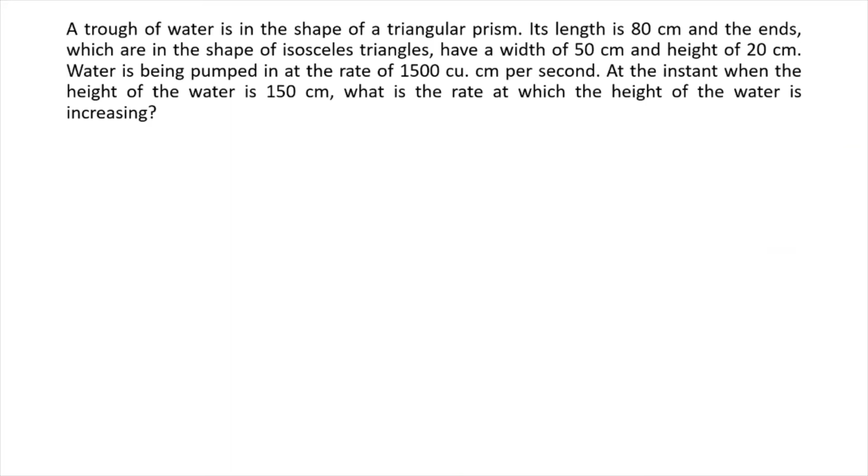Next problem. A trough of water is in the shape of a triangular prism. Its length is 80 centimeters, and the ends, which are in the shape of isosceles triangles, have a width of 50 centimeters and height of 20 centimeters. Water is being pumped in at the rate of 1,500 cubic centimeters per second. At the instant when the height of the water is 150 centimeters, what is the rate at which the height of the water is increasing?